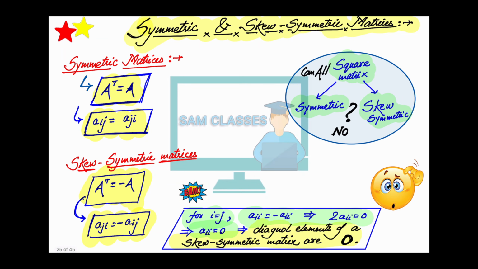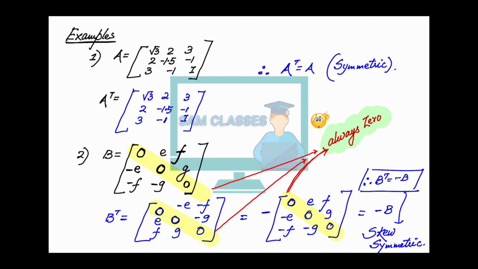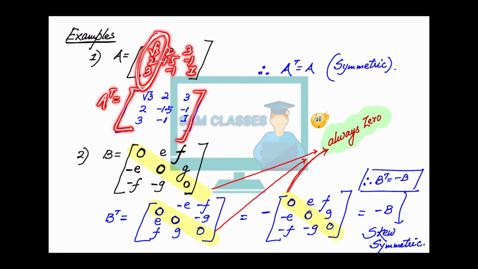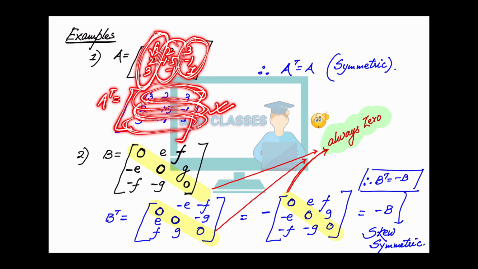Now coming to an example, let's see. We have a matrix A equal to root 3, 2, 3, 2, minus 1.5, minus 1, 3, minus 1, 1. When we do the transpose, students, you can see we are changing rows to columns. The whole first column we have taken and made it the first row. The second column we have made the second row, and the third column we have made the third row.